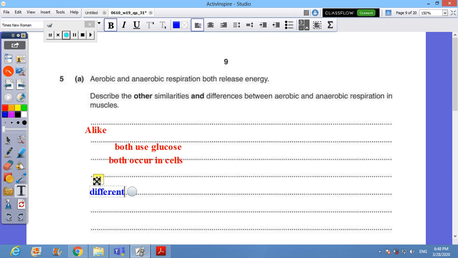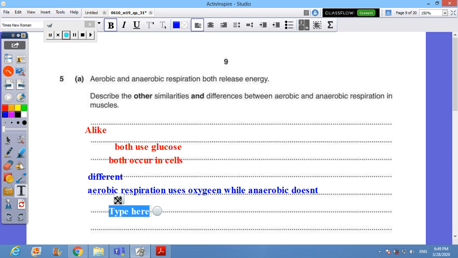I will write some sentence here that start with one of them, and when I end the sentence I write while. So you can say that aerobic respiration uses oxygen, while anaerobic doesn't. Very good. Aerobic respiration produces more energy than anaerobic.